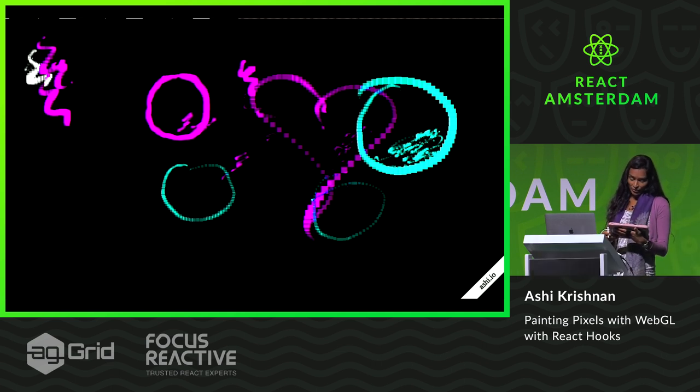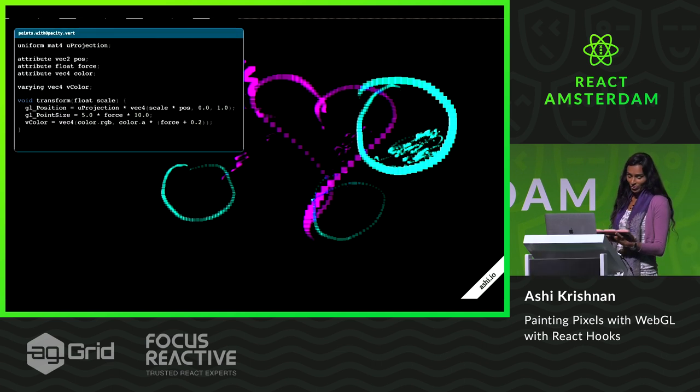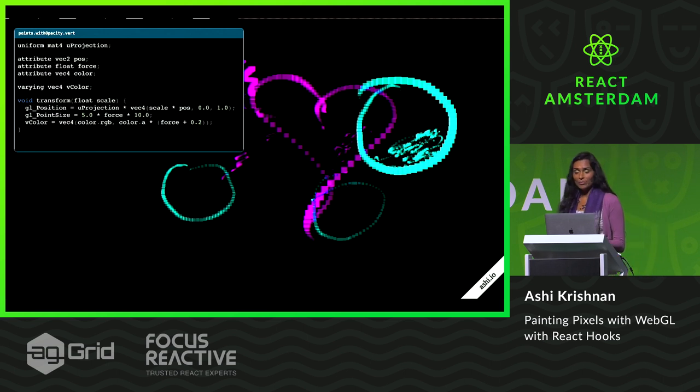The code for that is not so different from the code we saw before, except we've added this component where we multiply the alpha by the force down on the last line.